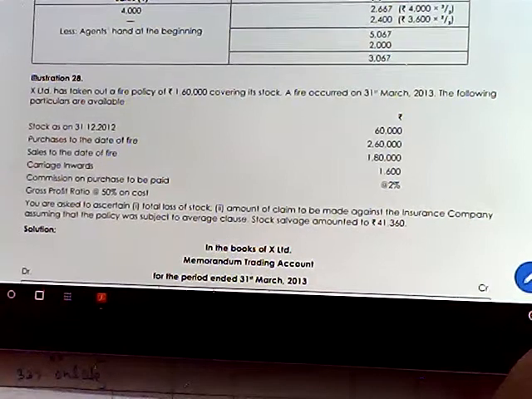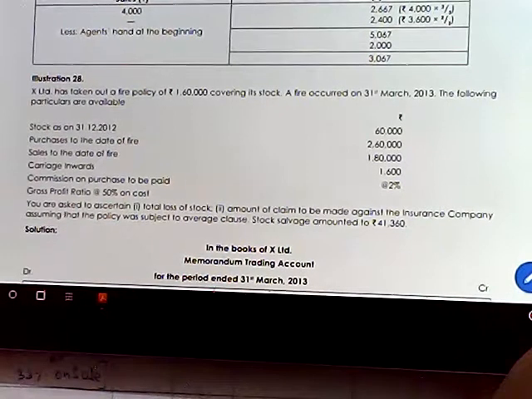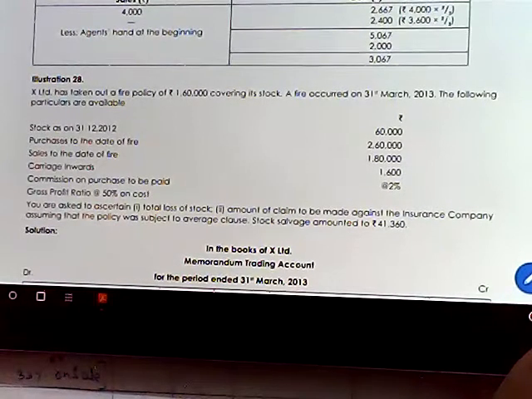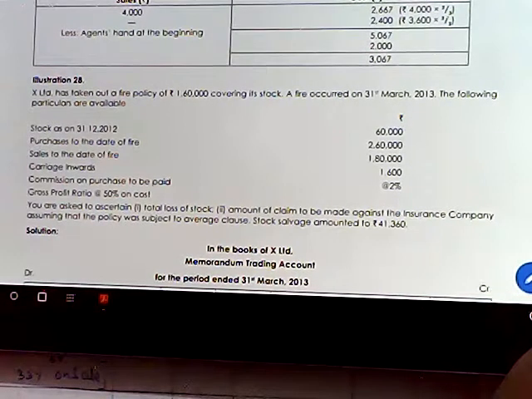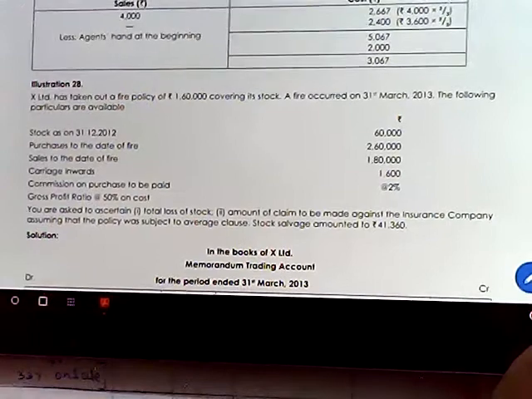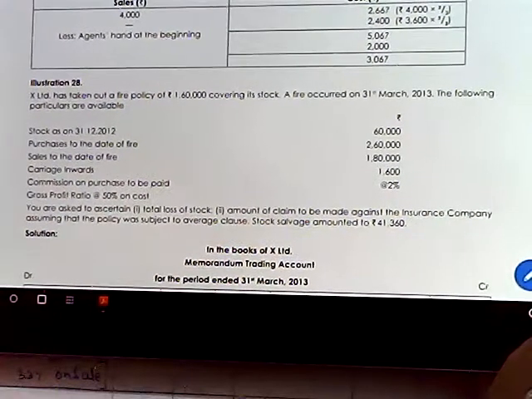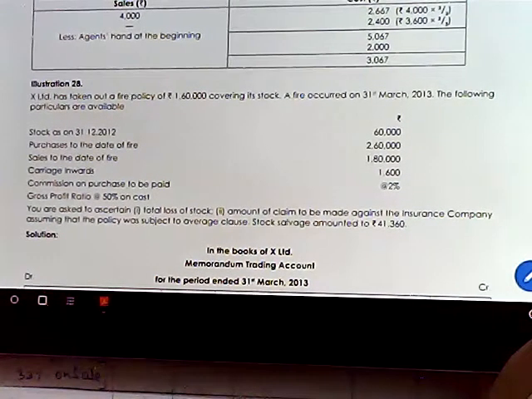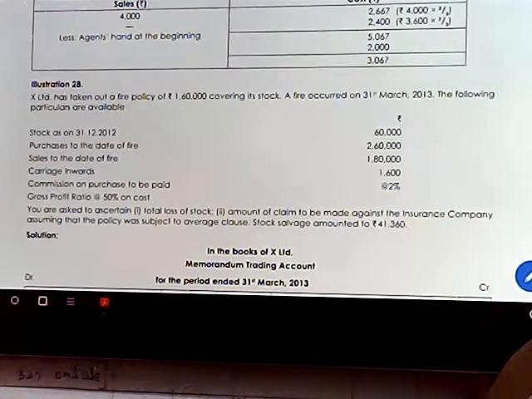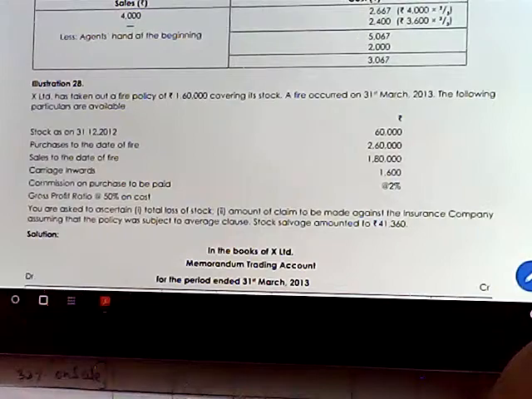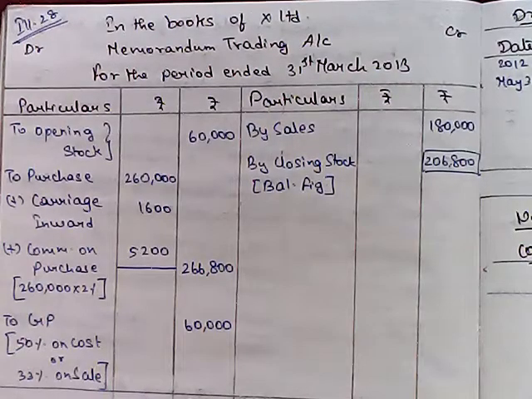Sales to the date of fire 1,80,000. Carriage inwards 1,600. Commission on purchase to be paid at 2%. Gross profit ratio is 50% on cost. You are asked to ascertain the total loss of stock and the amount of claim to be made on the insurance company, assuming that the policy was subject to the average clause. Stock salvage amounts to 41,360. Okay. Now moving to the answer.